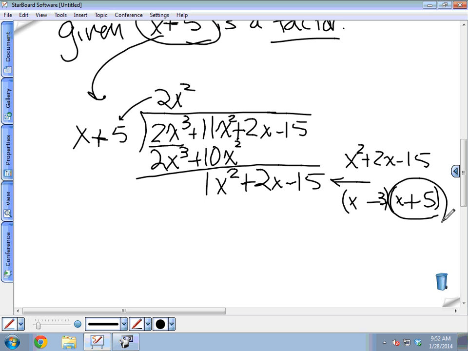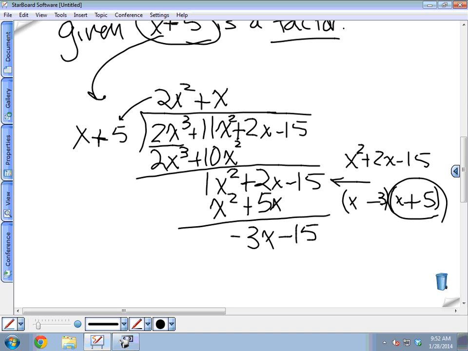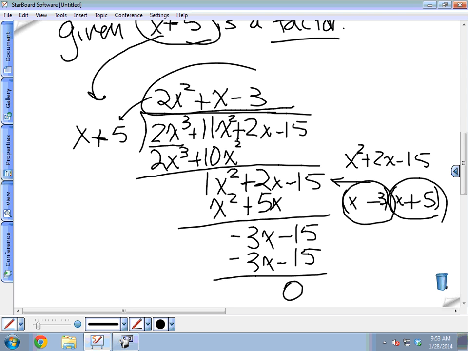So let's take a look at what we're going to get up here. x times x plus 5 gives me the x squared plus 5x multiplying. And when I subtract that out, I get minus 3x, or change your signs and add, right? Minus 15. Well, now it goes in, what? x times minus 3. Notice what happened here? Yep. What I put up there? Because now I get minus 3x minus 15, and my remainder is 0. So this is what you get when you divide.